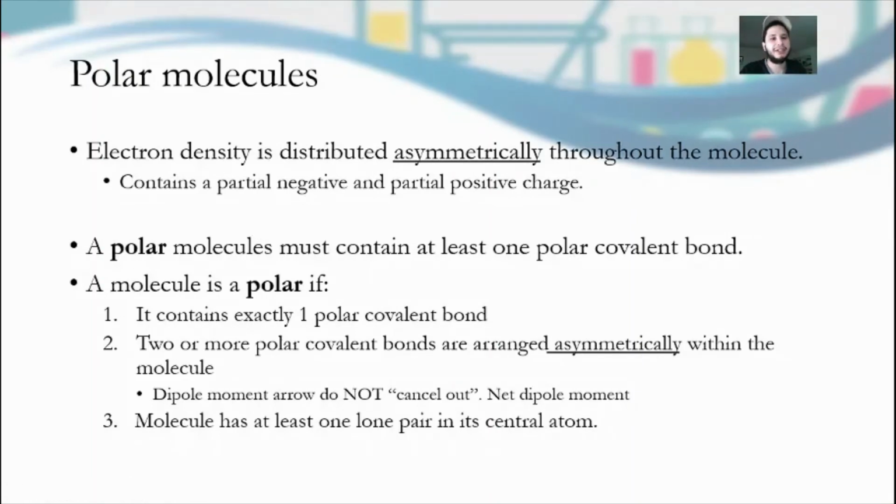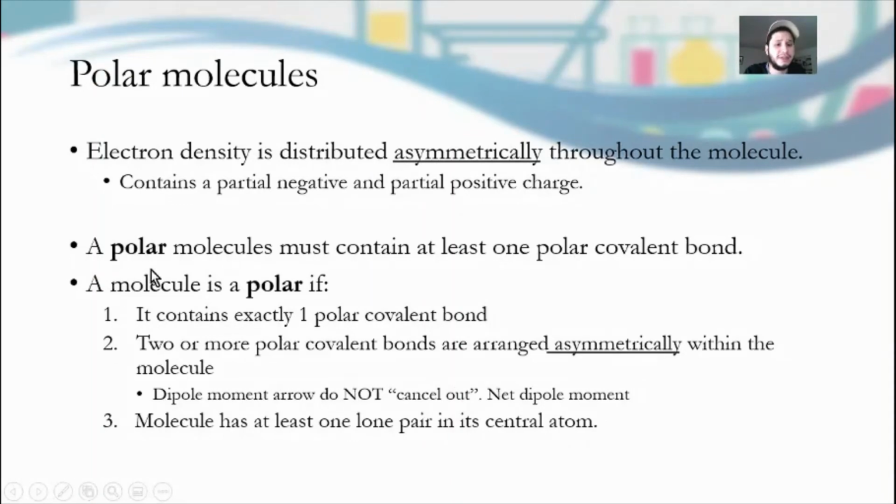But I have different scenarios for a polar molecule. A molecule is polar if it contains exactly one polar covalent bond. We're going to see examples of all three of these requirements. Second, two or more polar covalent bonds are arranged asymmetrically within the molecule, and the dipole moment arrows do not cancel out, so I'm going to have a net dipole moment. And the third scenario, a molecule has at least one lone pair on its central atom. So if any of these three requirements is met, then I'm going to have a polar molecule.